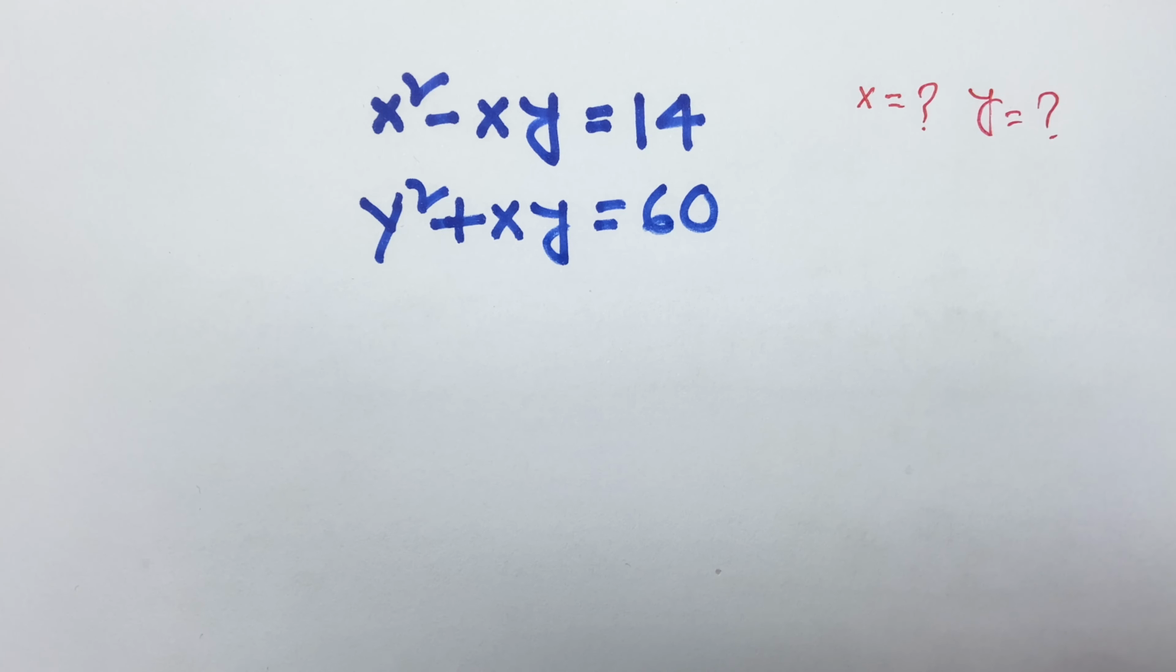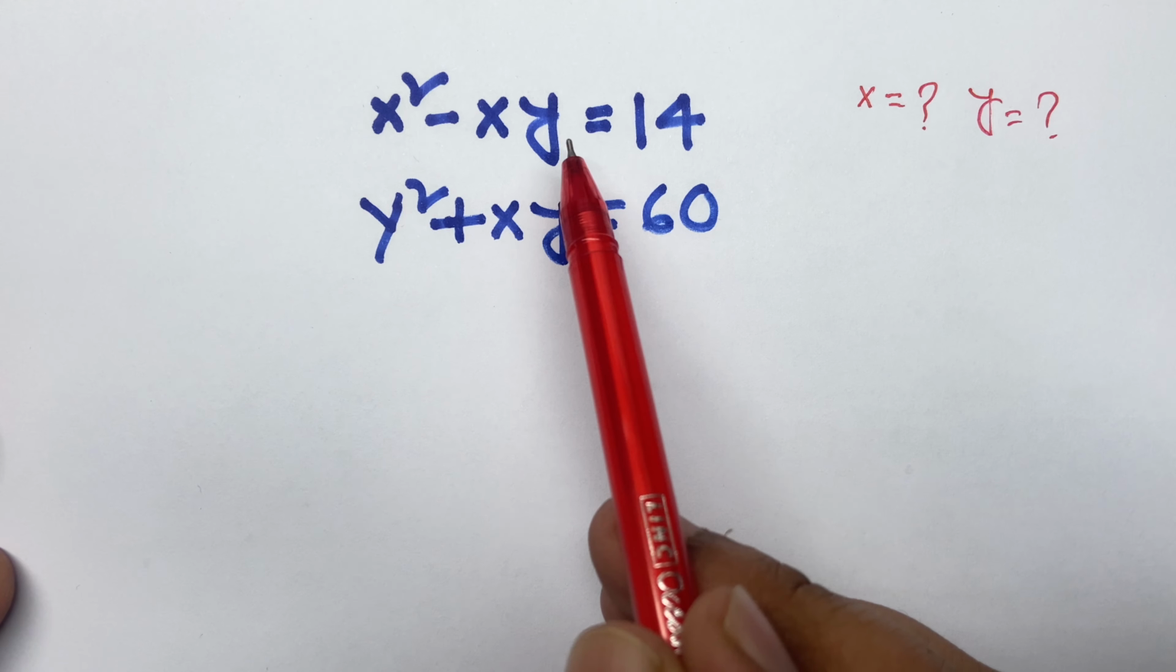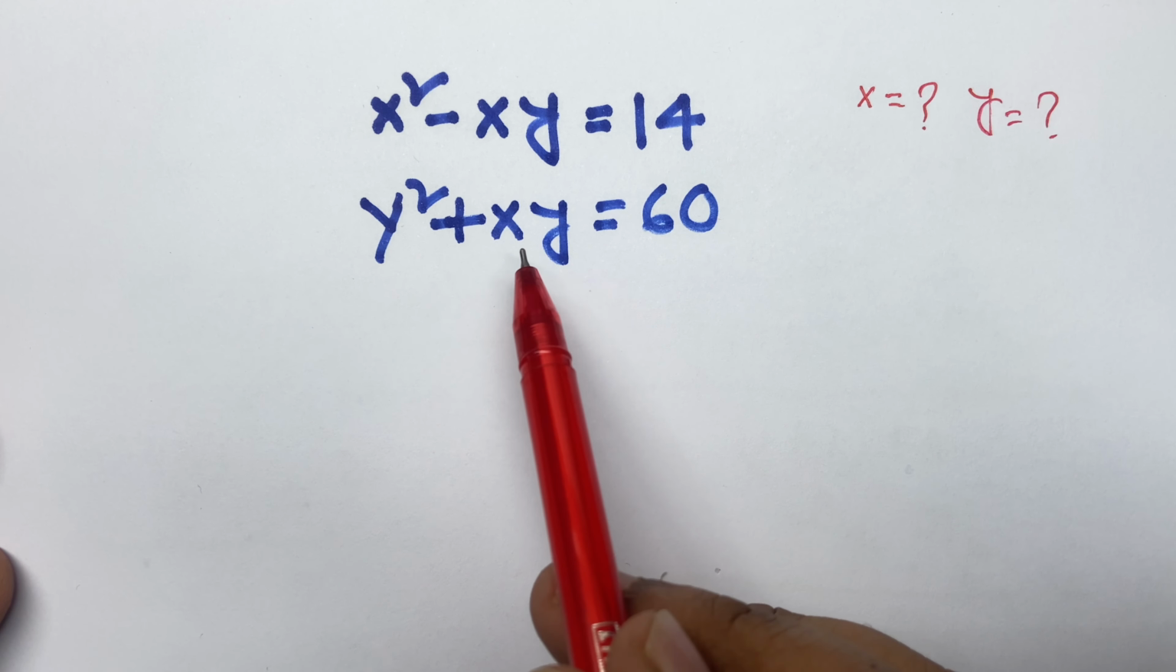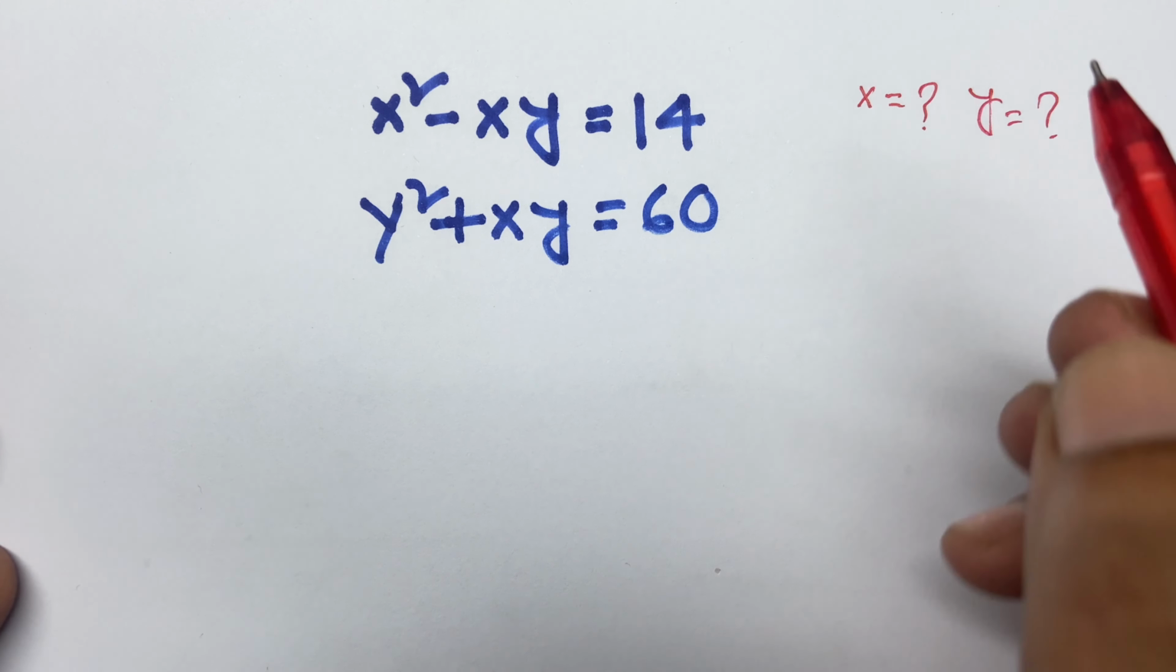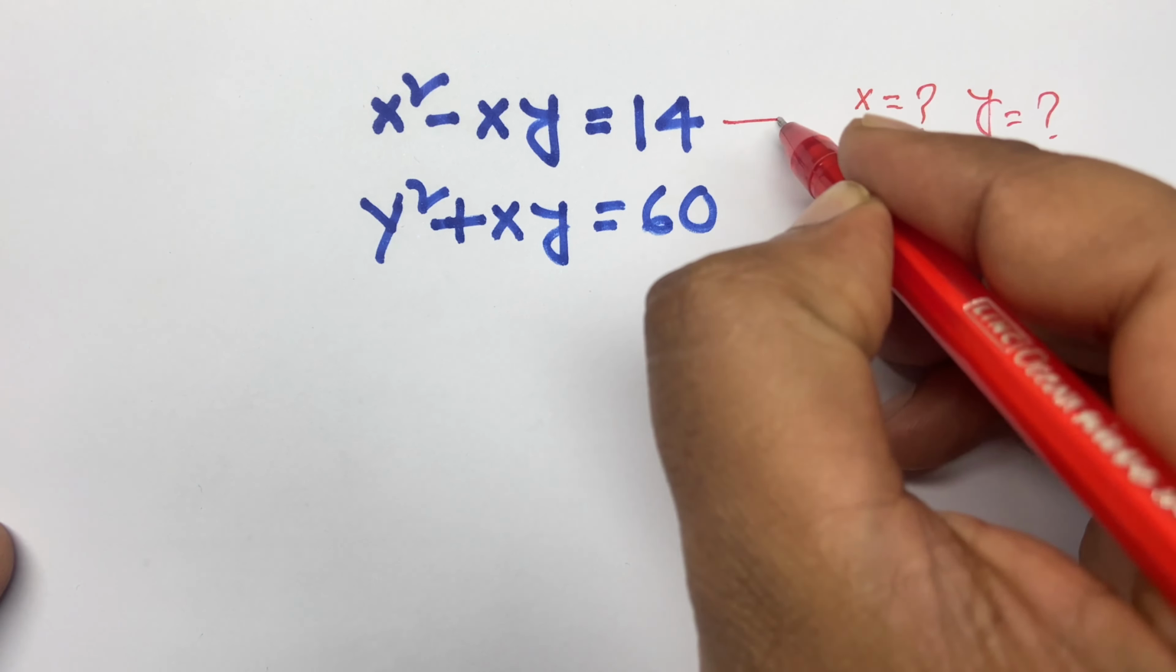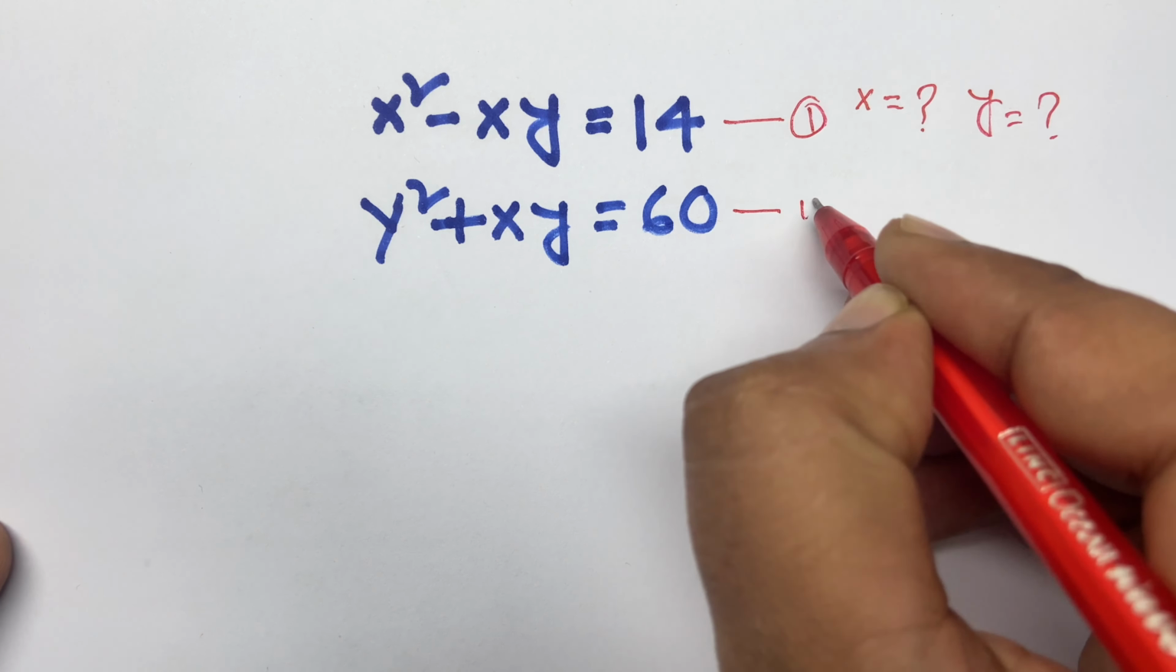Everyone, in this video I solved this math question. The question is x square minus xy equal to 14, y square plus xy equal to 16. I find out what is the value of xy. So this is the first equation and this is the second equation.